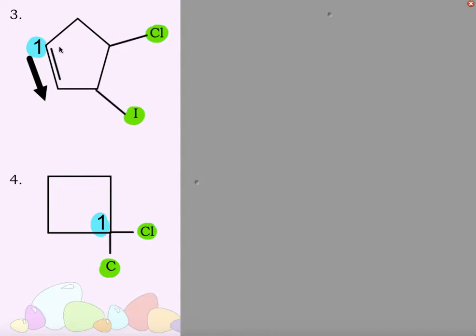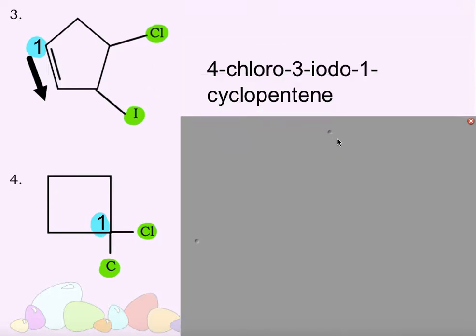So you still name the rings first. And then you add these on as branches or substituents. So this one, you get a 4-chloro, so 1, 2, 3, 4, so that's our chloro. Then we have a 3-iodo, and then you have to remember to tell people that it's a double bond, and you have to tell them it's a ring, so it's a 1-cyclopentene. And just remember this 1 is telling us where the double bond is.